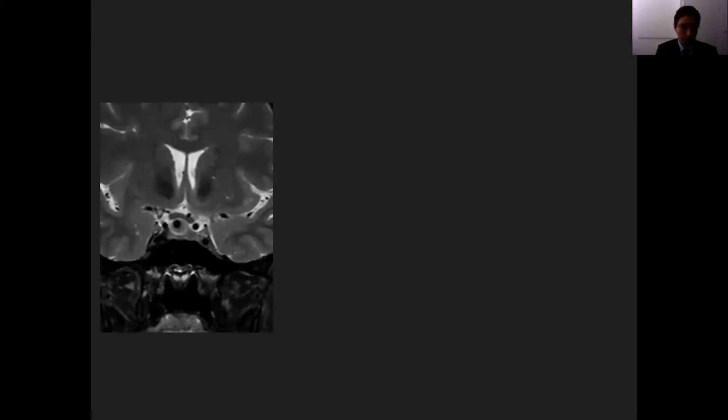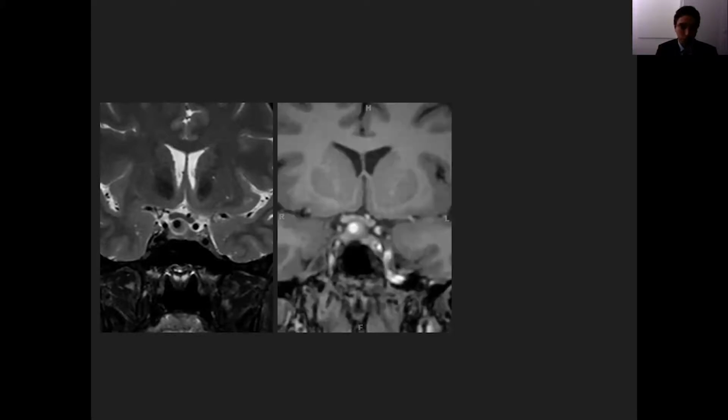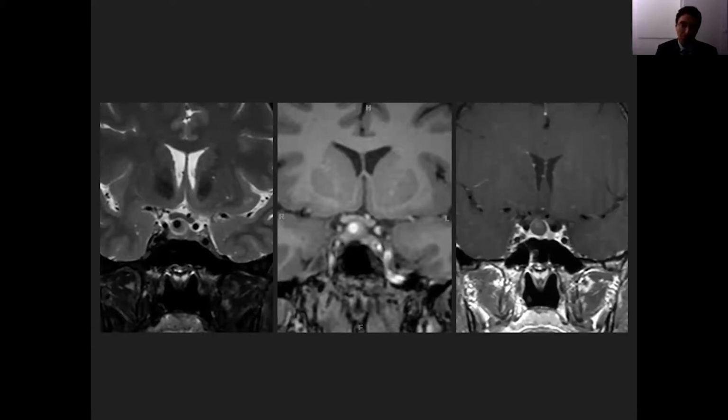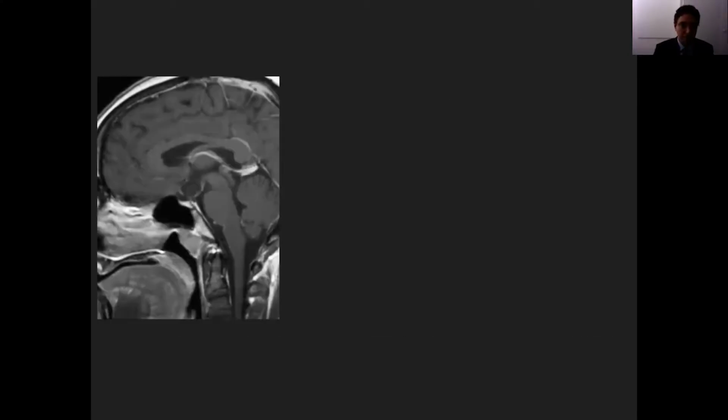Coronal T2 images of the same patient show the nodule within the lesion on the right side that is very dark on T2, very bright on T1, and there is no superimposed contrast enhancement. This is a highly characteristic imaging feature of Rathke's cleft cyst, if not pathognomonic. What this represents is a small mass of mucin and cholesterol, and it is almost pathognomonic, as I mentioned, of Rathke's cleft cysts.